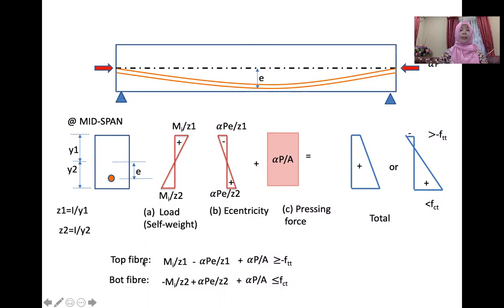So the top fiber at the transfer. Remember yesterday what transfer means? When we stretch the steel and then we cut it, transfer of stress will happen from the steel to the concrete. So that is called transfer. During the transfer, we must check what is the stress inside the concrete, not in the steel, inside the concrete at this section.